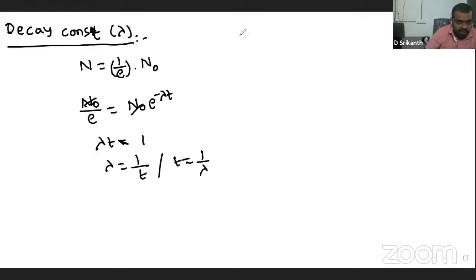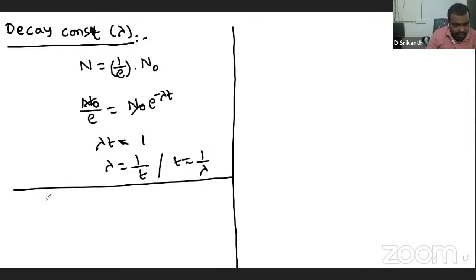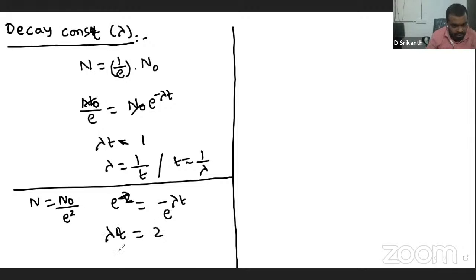Now suppose N is equal to N naught by e square. Then e power minus 2 equals e power minus lambda t, so lambda t is equal to 2, so lambda equals 2 by t. Like this we can find.